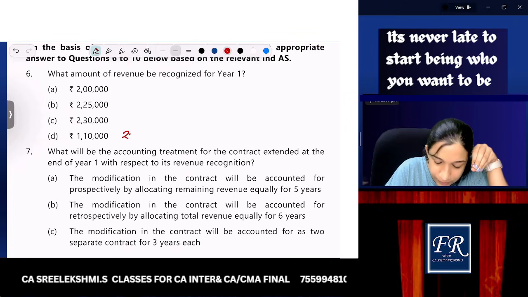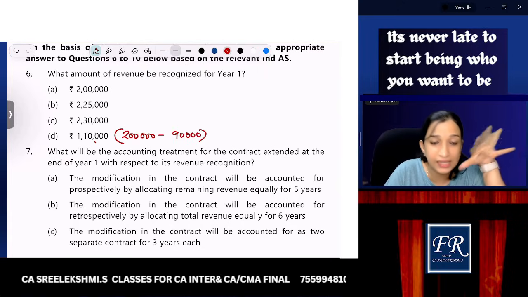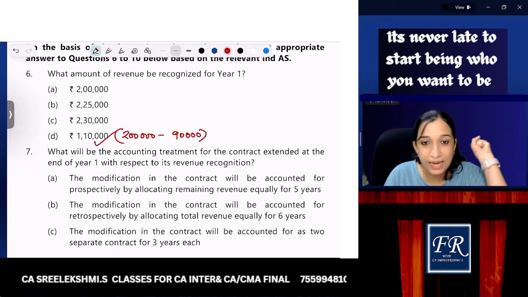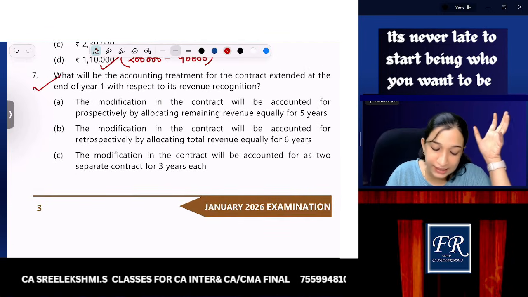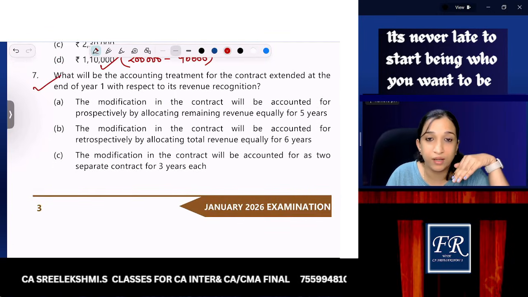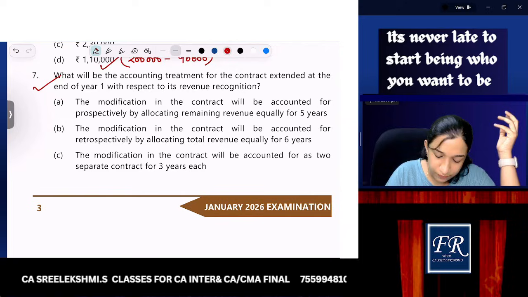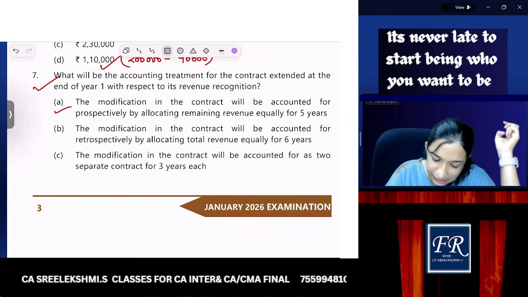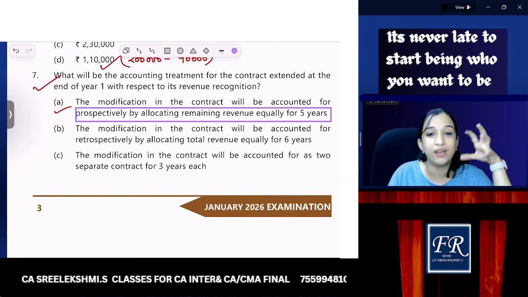2 lakh is the revenue to be recognized for the first year, but minus 90,000 of highly defective service, it is 1,10,000. What will be the accounting treatment for contract extended at the end of year 1 with respect to its revenue recognition? What is the treatment of this modification? The modification in the contract will be accounted prospectively by allocating remaining revenue equally over 5 years.